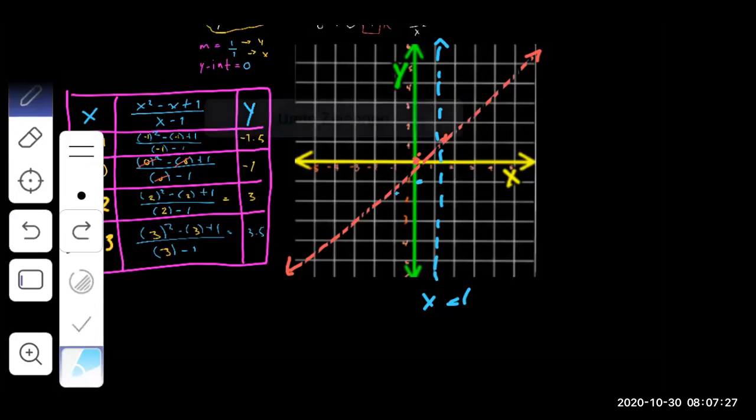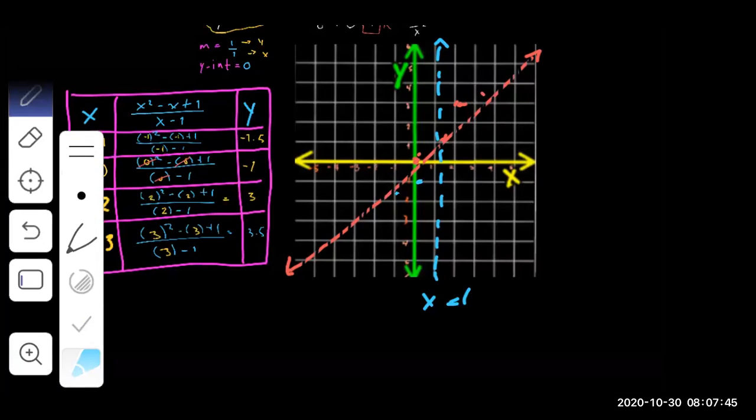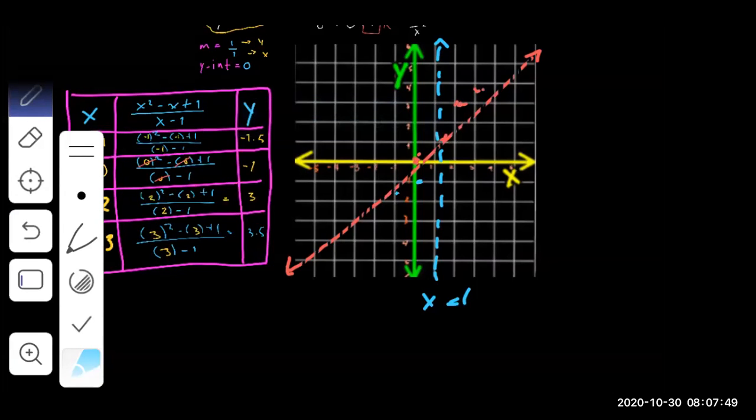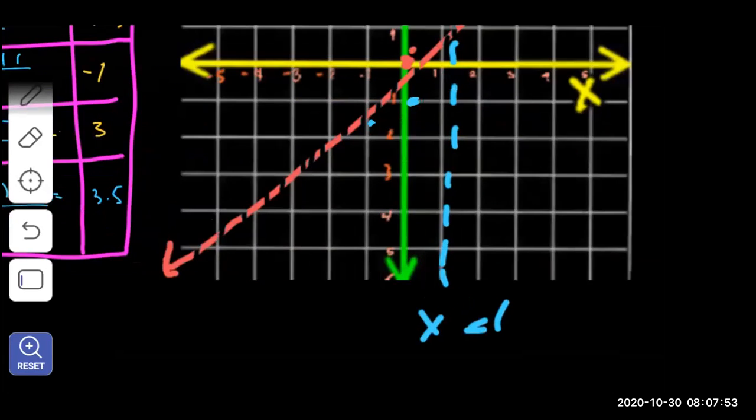2 and 3. Okay, is this right? And the other one? 3 and 3.5: 3 in x, and 3.5 in y. Okay, 3.5 is going to be here, between 3 and 4. Okay, with this information on our hands, we are completely capable of doing it.